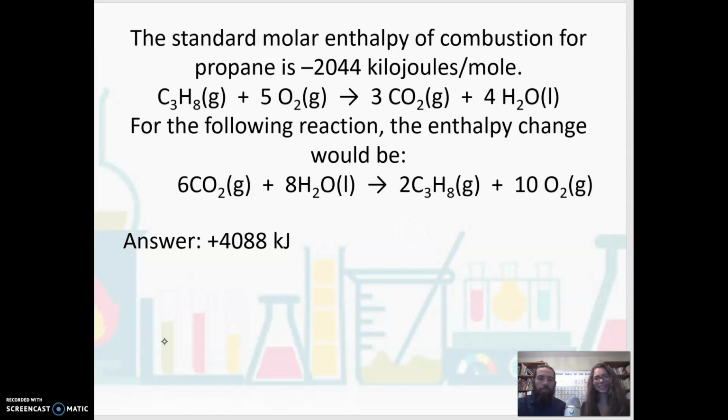And there's your answer, positive 4,088 kilojoules. Endothermic. Yep, which makes sense since it was flipped.